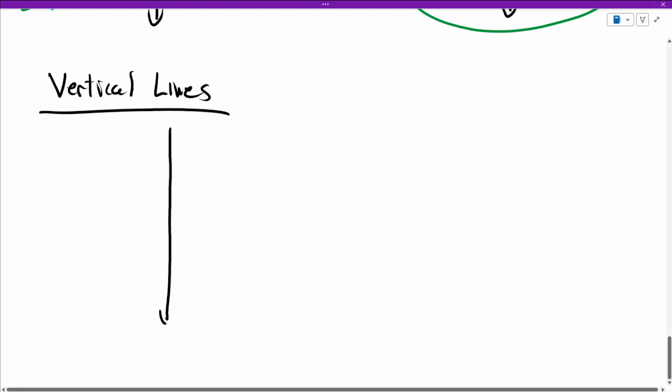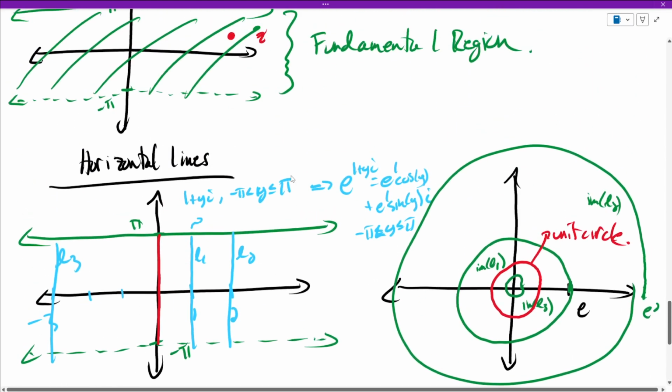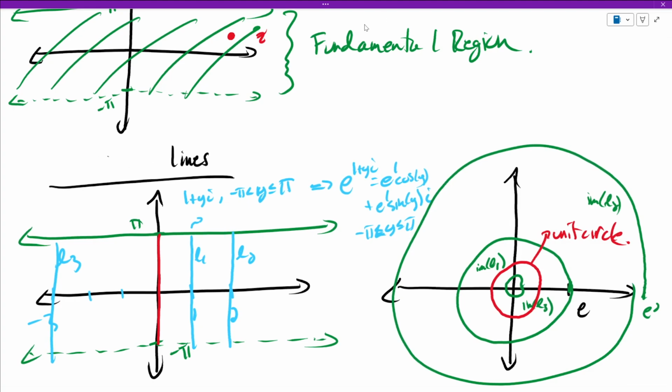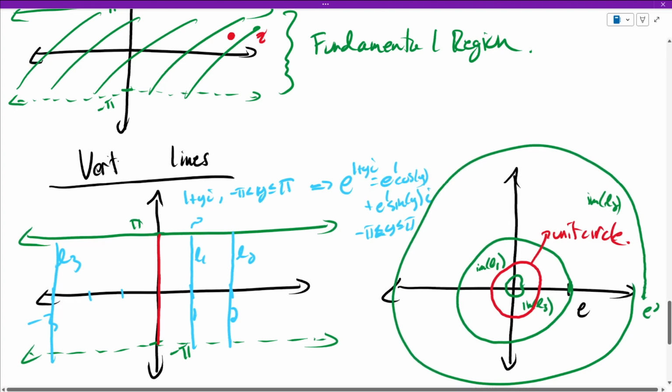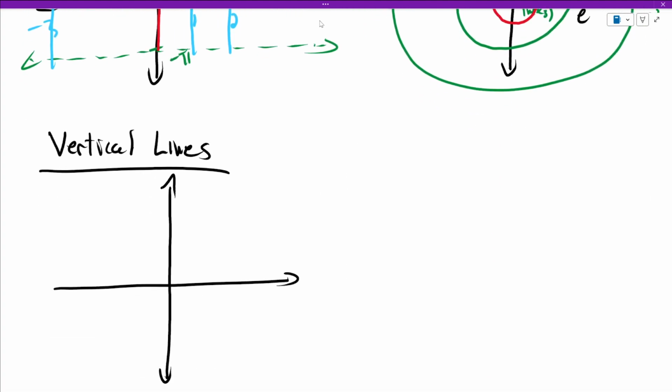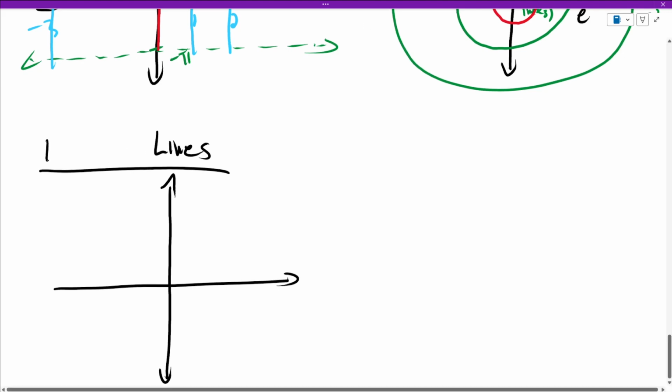Right, so again, we're going to draw our fundamental region. Oh shoot, did I mess up the words? I messed up the words. Sorry, I always confuse horizontal and vertical. My bad.